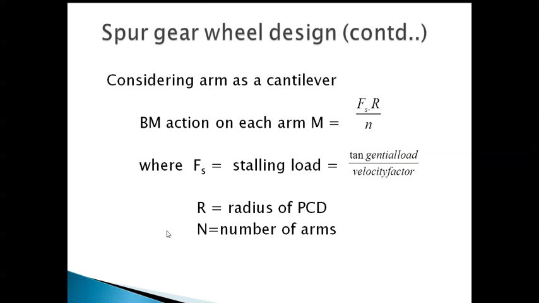So here the bending action on each arm M equal to Fs into R by N. Fs is the stalling load, that is equal to tangential load by velocity factor, and R is radius of PCD and N is the number of arms.